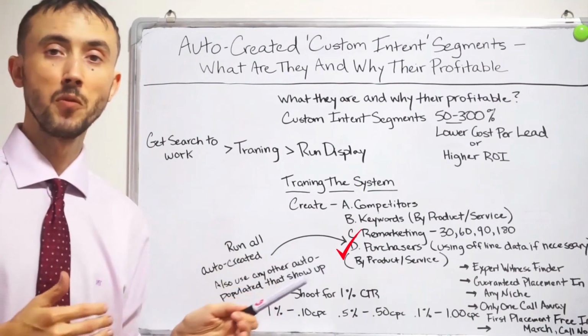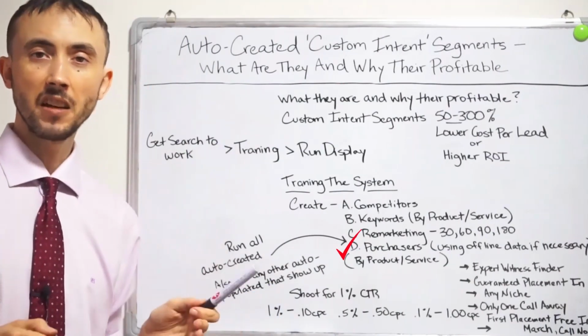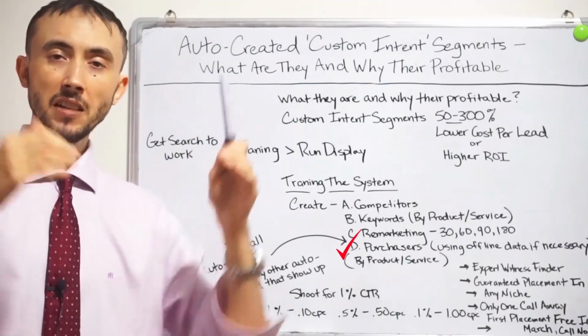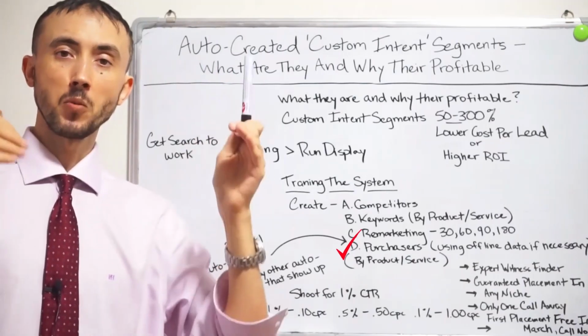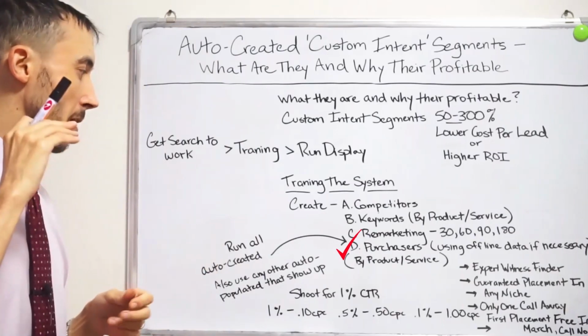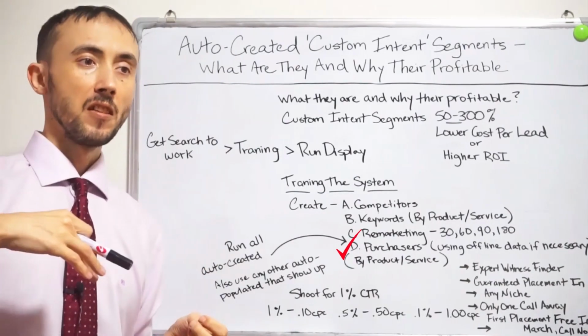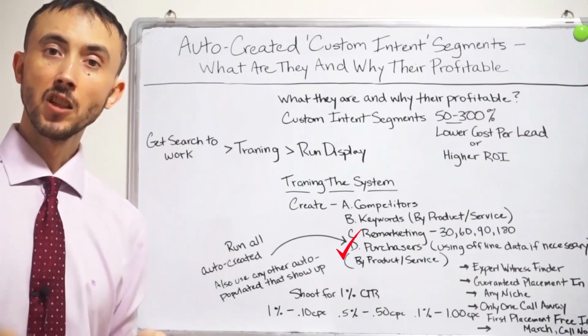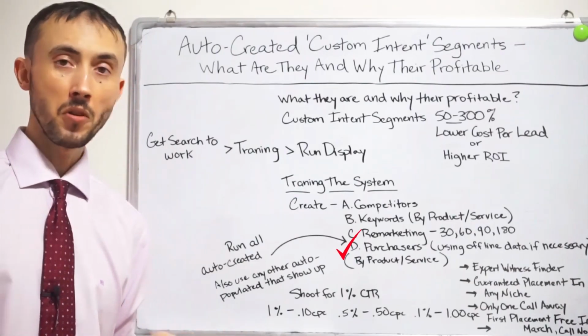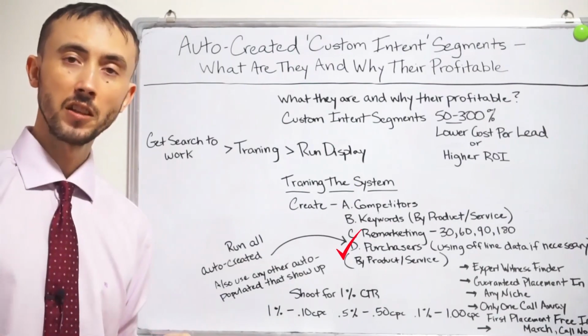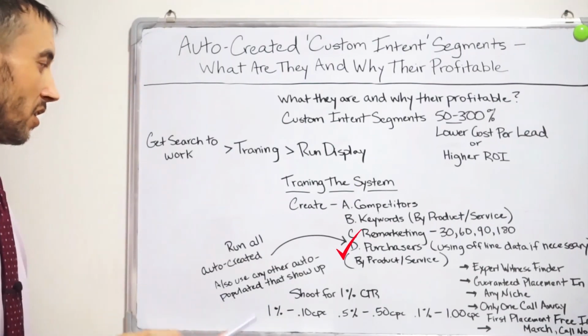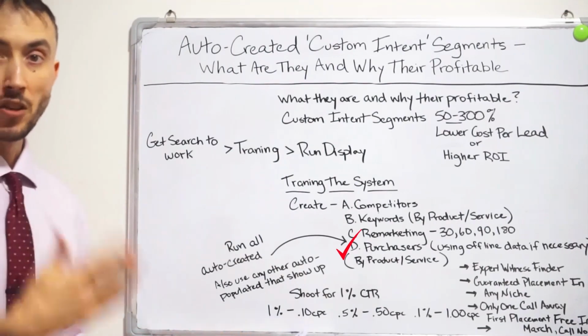Going back to what I was saying before, how much you pay per click directly relates to what our click-through rate was. Or another way to say it is the higher the click-through rate, the lower the cost per click. The lower the click-through rate, the higher the cost per click. And it's pretty much directly proportional.